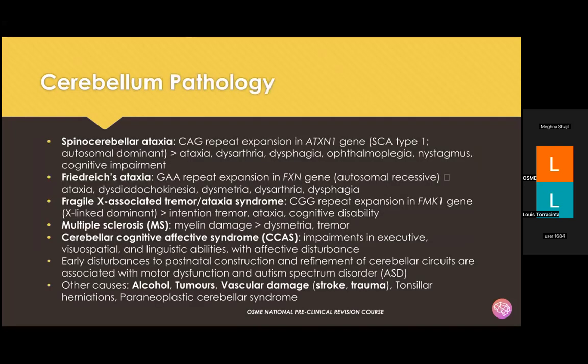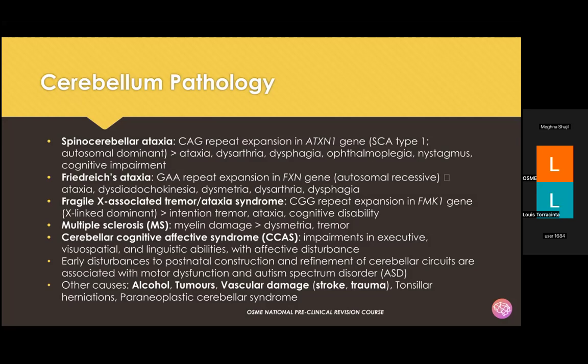So what are the key diseases of the cerebellum? There's spinocerebellar ataxia, which is caused by CAG repeat expansion in ATXN. So it's a bit like Huntington's, but of the cerebellum. So they have ataxia, dysarthria, all those classic signs. Friedreich ataxia is, again, a repeat expansion of the FXN gene. That's an inherited ataxia. There are a few inherited ataxias. All the ataxias are diseases of the cerebellum. Fragile X-associated ataxia is X-linked dominant, so it will run through families through the mum.